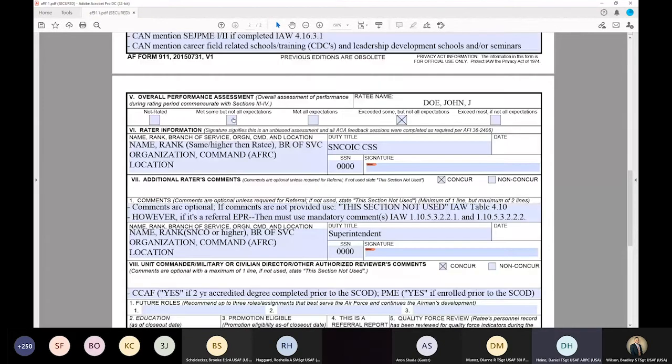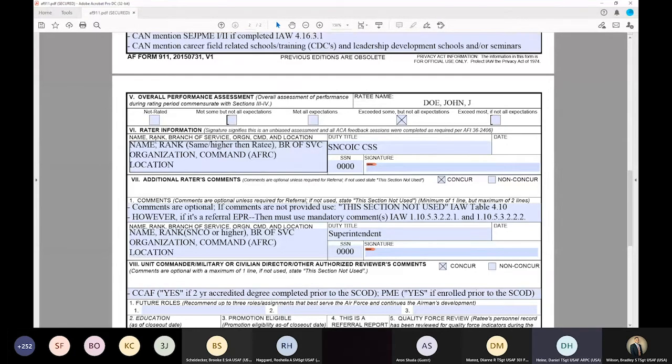Section 5. This is the member's overall rating. So this is the rating that we will be inputting into MilPDS once the report gets to our level. Again, if the member receives a met some but not all expectations, the report is not automatically a referral. It becomes a referral once a derogatory comment is added to the report.